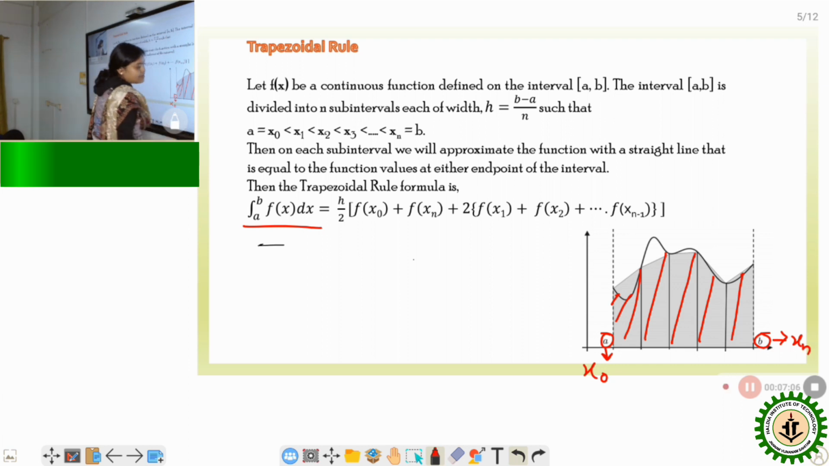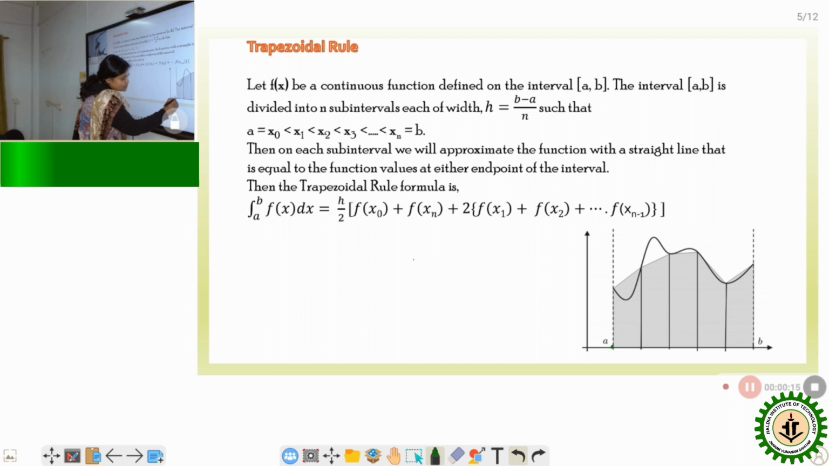Let it be xn. Now suppose this point is your a, because this is the lower limit, we are having a to b. So this is your a. A is nothing but the initial value of x. Let us denote this as x naught. And what is your x naught? It is the lower limit. Now the next point, let it be x1.